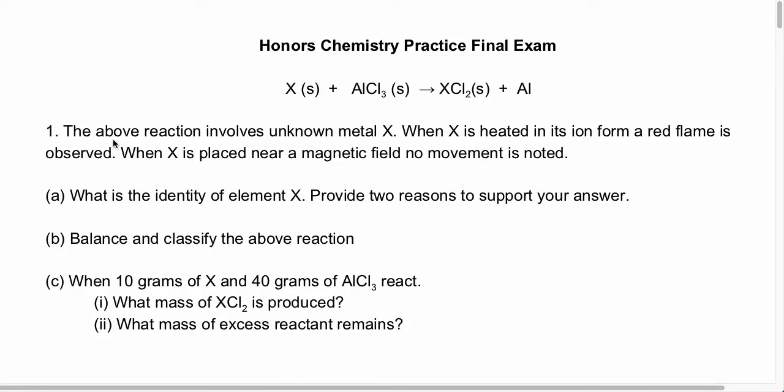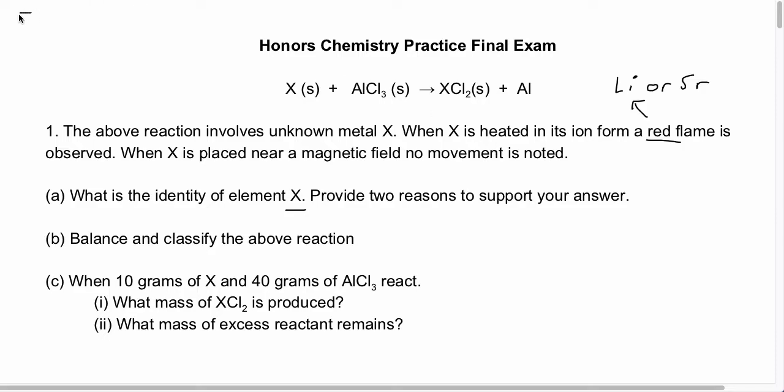Okay, so the first question asks for the identity of element X. Well, we know it had a red flame, and red flame either comes from lithium or strontium. And then it says that when it's placed near a magnetic field, there's no movement.